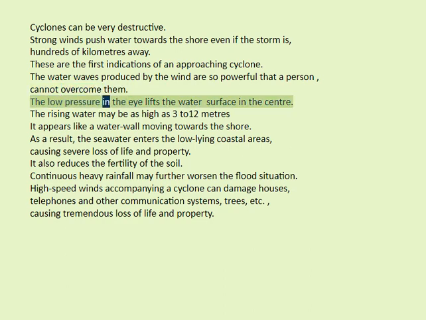The low pressure in the eye lifts the water surface in the center. The rising water may be as high as 3 to 12 meters. It appears like a water wall moving towards the shore. As a result, the seawater enters the low-lying coastal areas, causing severe loss of life and property. It also reduces the fertility of the soil. Continuous heavy rainfall may further worsen the flood situation.